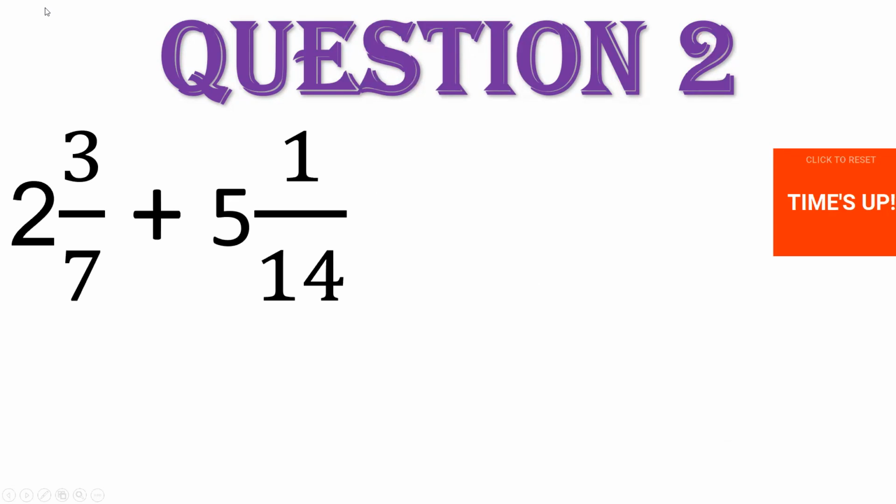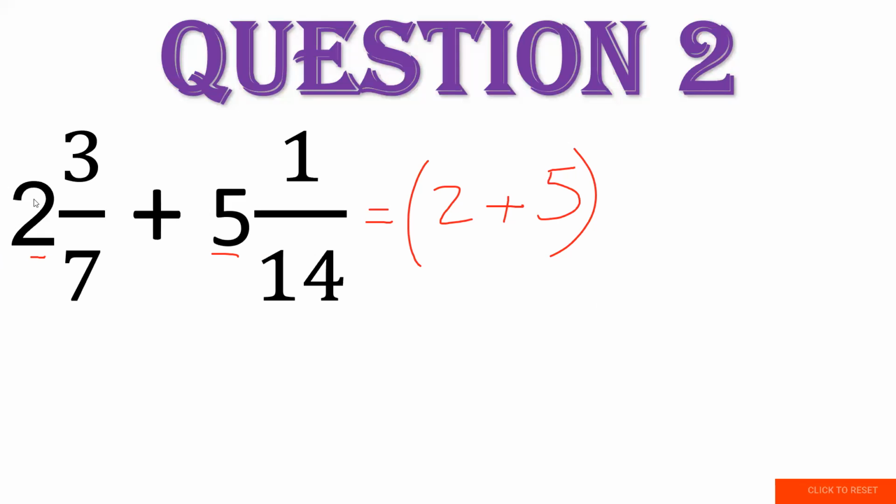For this kind of question, first of all, we can separate our whole numbers, 2 and 5, from the fractions. So we can write first 2 plus 5. It's just step 1, 2 plus 5. And let's take the other side. In brackets, you can write 3 over 7 plus 1 over 14. From now, what can we do? You cannot add 3 and 1.